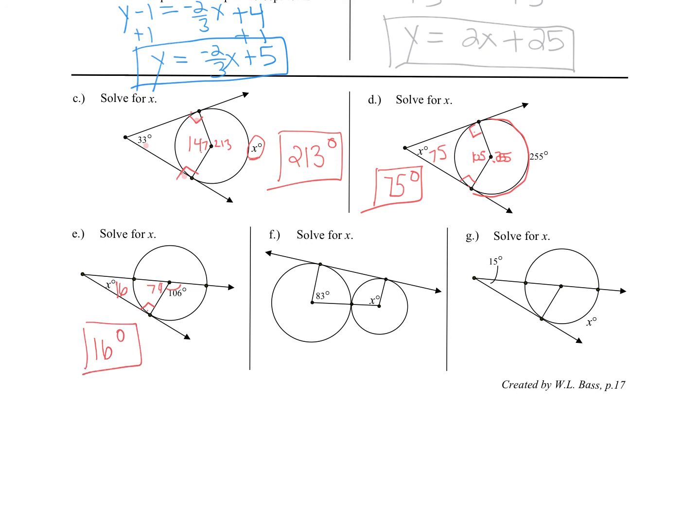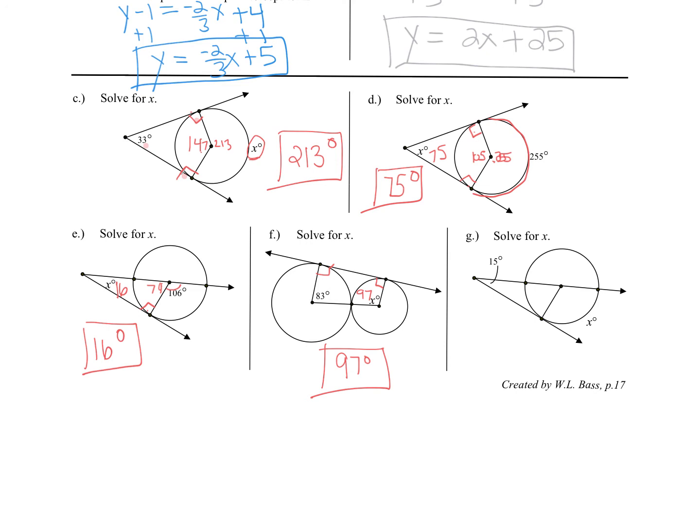All right, if we look at letter F, we are given that this is 83. We need to figure out what this measurement is, but we should know that both of these are 90 degrees. So if we start with 360, we subtract out 90, and we subtract out 90, and we subtract out 83, what we're going to be left with is 97 degrees for that X.